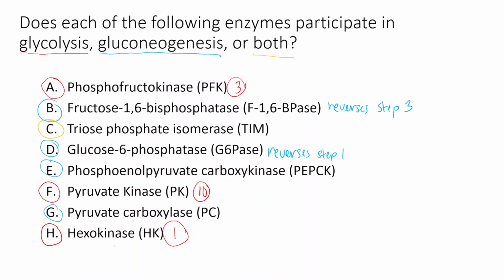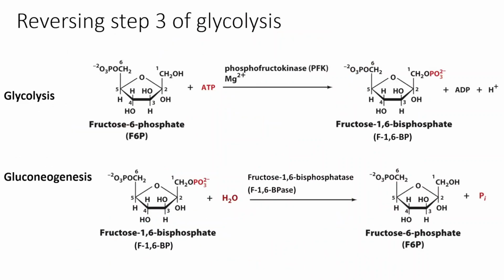All right, how about our last one, step 10? We have two choices left, right? PCK and pyruvate carboxylase. Yeah, these two enzymes are both going to reverse step 10. Maybe it's easier just to look at those reactions and compare them to each other rather than me describing them to you.